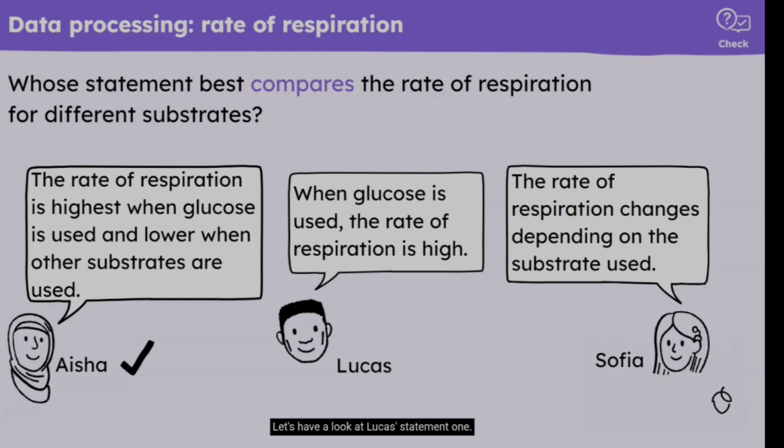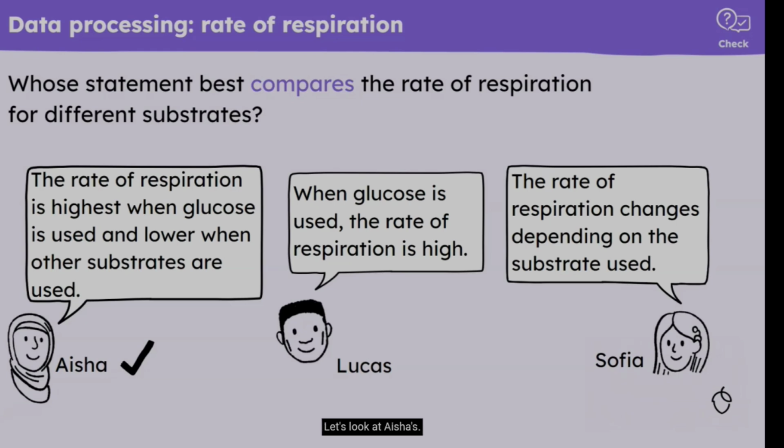Let's have a look at Lucas's statement. When glucose is used, the rate of respiration is high. That's another correct statement, and it is slightly more detailed. But again, it's not comparing the rates of respiration. It's only mentioned glucose, for example, it's not mentioned any of the other substrates, and it's not used words that end in ER or EST. So that's another giveaway that it might not be a comparison.